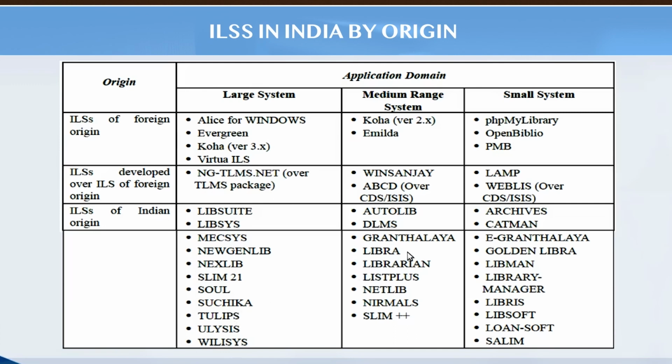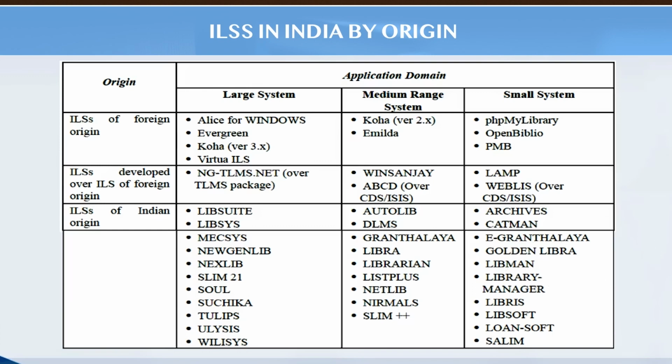So in the middle range we have eGranthalaya, Libra, Librarian, ListPlus, NetLib, Nirmals. Nirmals is very popular in South India, and Slim++. Slim21 or Slim++ is very popular in the western part of the country, particularly in Maharashtra, as it is a Pune based software product. Similarly, in the small scale systems we have eGranthalaya, Golden Libra, Libman and many more.